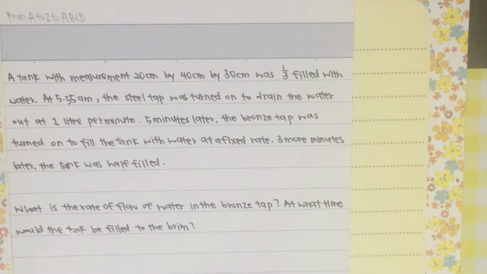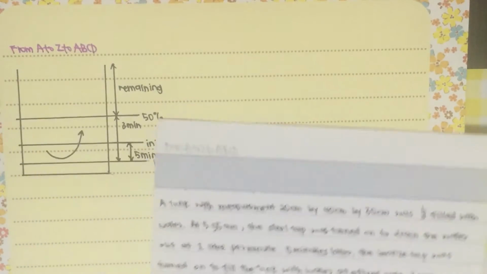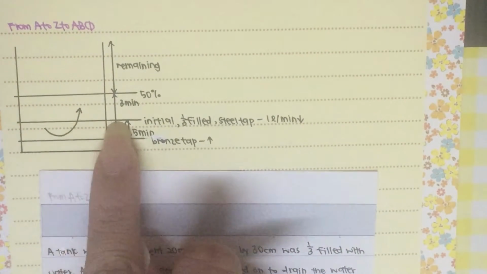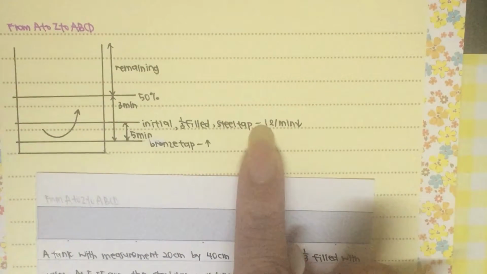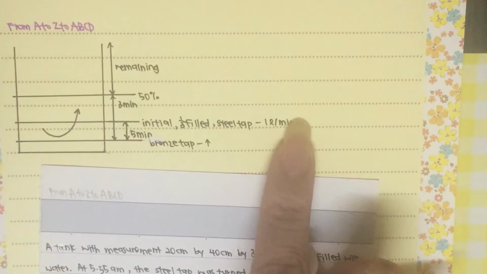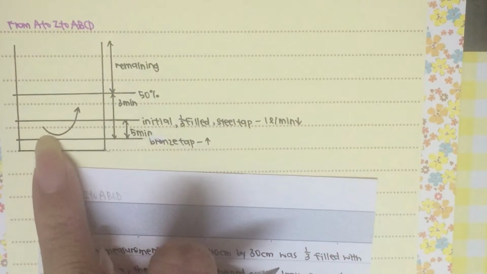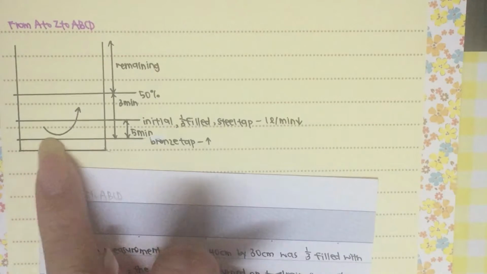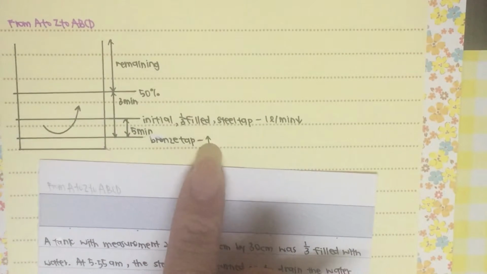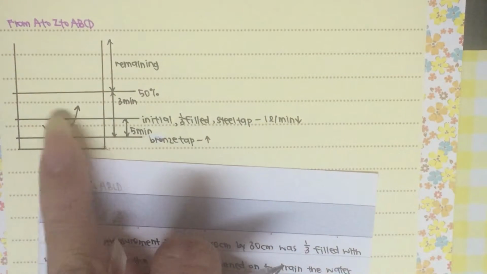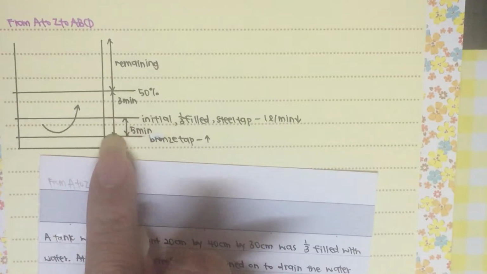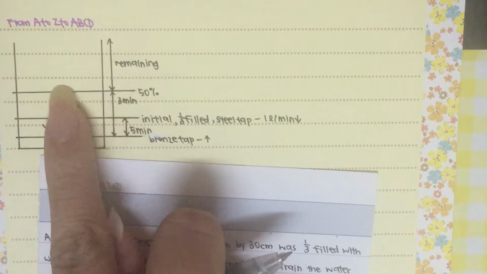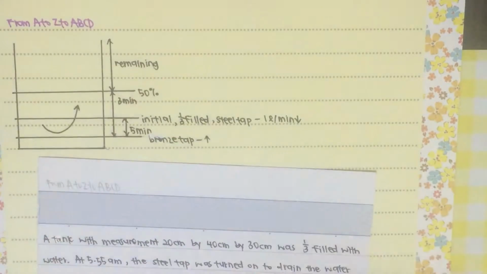So now, similar to the previous question, we'll be drawing the diagram. Initially it's 1/3 filled, which is here. The steel tap is draining at 1 liter per minute. 5 minutes later, the water level goes down to here because it starts removing the water. Then at this point, the bronze tap will be turned on to fill in more water. So the water level, which dropped to here, will now start to go up. 3 more minutes later, from here to here takes 3 minutes, and it will be half filled. Okay, so this is the whole diagram.